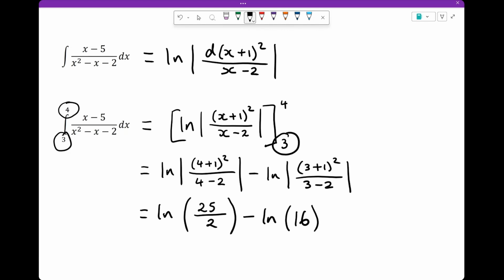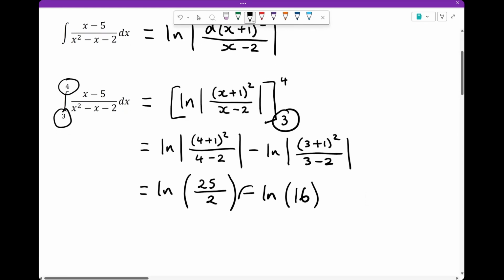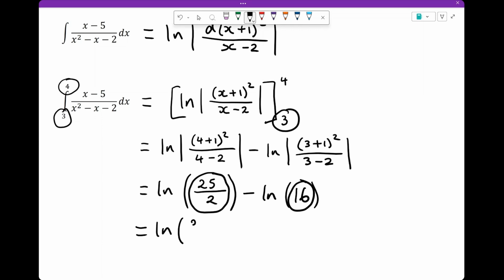And then what we can now do is combine this into a single logarithm because we've got subtraction. So we're just going to divide what is inside my logarithms. So we'd have a natural logarithm of 25 over 2 divided by 16, which is equal to 25 over 32. So this here would be my final answer to the definite integral. Now let's have a look at a more complicated question.